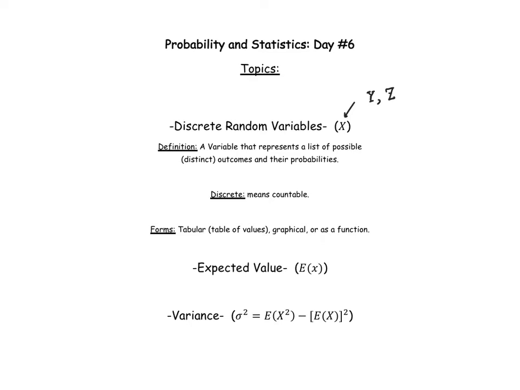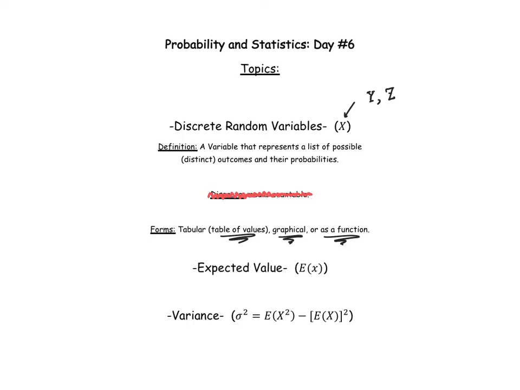This next portion, I actually want to scratch this. Discrete just means distinct, not countable. Because it is possible that a discrete random variable could have an uncountable number of possible outcomes, but all of them would be distinct from each other. Different forms that you'll see discrete random variables shown in are tabular, which is just a table of values, graphical, which would be with a bar graph, or potentially as a function.